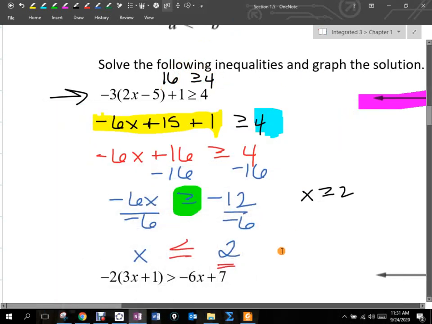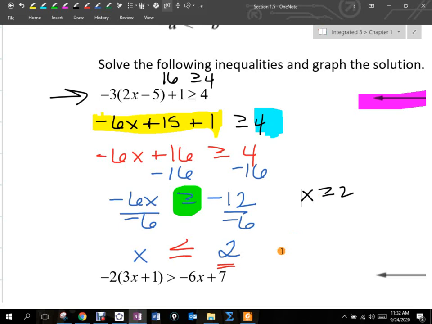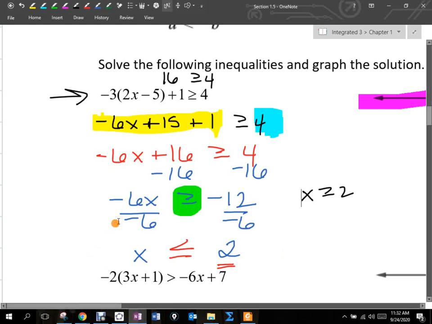So that's the idea of the logic on why we have to flip it when we divide by a negative. Because if we don't, it actually gives you all the things that are not answers instead of all the things that are answers, okay? So you've got to be careful when you divide or multiply by a negative number.